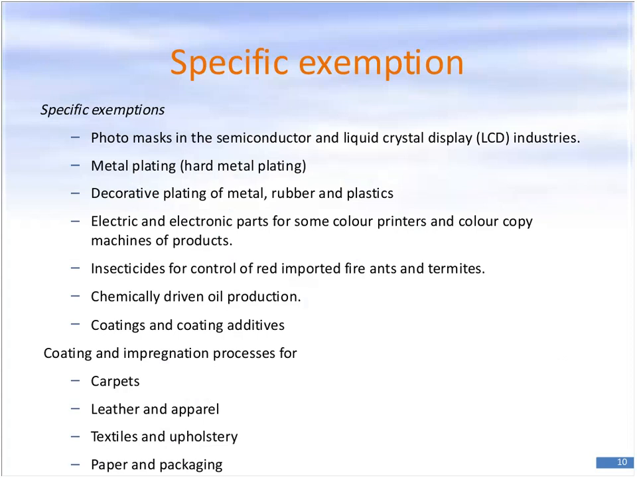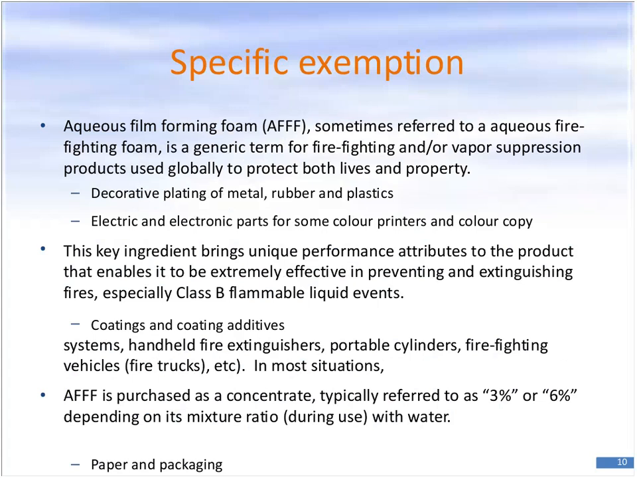A specific exemption, according to the text of the convention, has a time frame, and that time frame is 5 years. Some of the applications are also listed here. To mention, you have metal plating, for example, chemically driven oil production, and coating and impregnation processes such as carpets, leather and apparel, paper and packaging. So for all these acceptable purposes and specific exemptions, the BAT and BEP guidance is trying to address how to use it in the best possible way according to the convention.